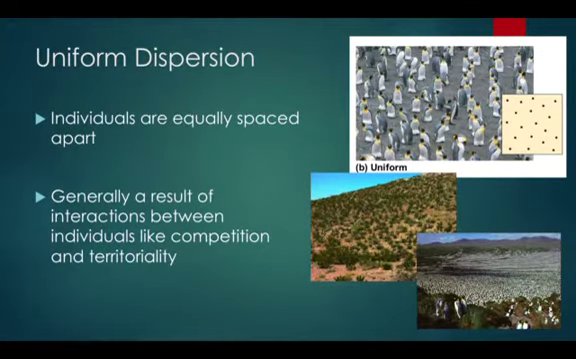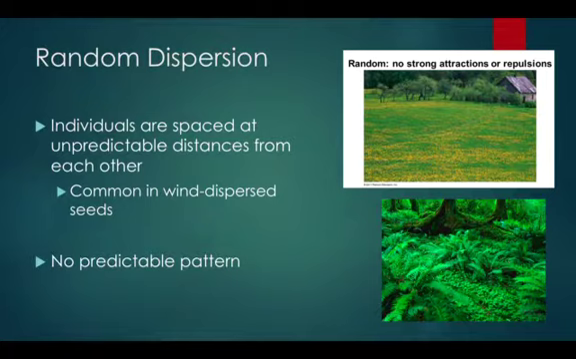Next, we have uniform. In uniform dispersion, individuals are equally spaced apart, relatively speaking. Generally, this is a result of interactions between individuals like competition and territoriality. So emperor penguins up here are usually uniform in their dispersion, so they're spacing themselves out evenly across the landscape, and each one has their own little part. We also see this with plants on different landscapes, and then here I have another example of the penguins doing their uniform dispersion.